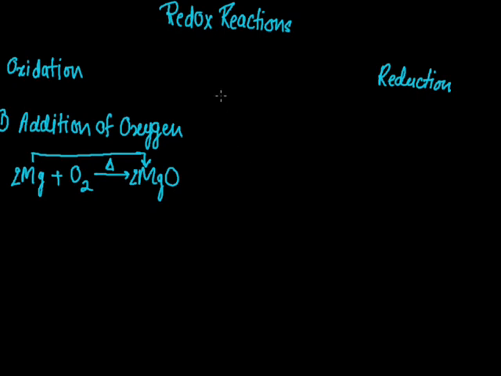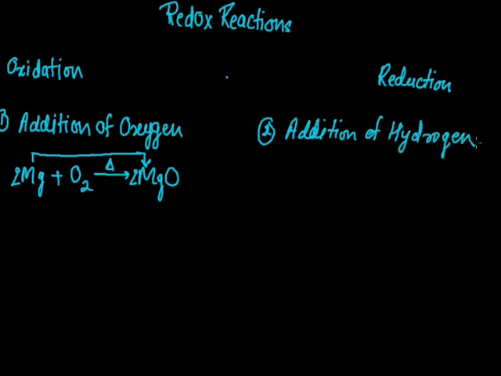Now we can say that addition of hydrogen is known as reduction. Now we can take an example: sodium plus hydrogen forms sodium hydride. Now we can balance it, put 2 in front of sodium.